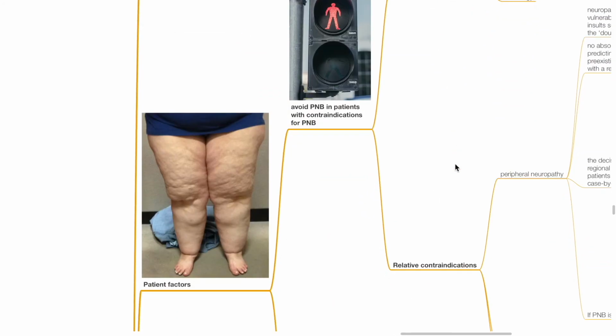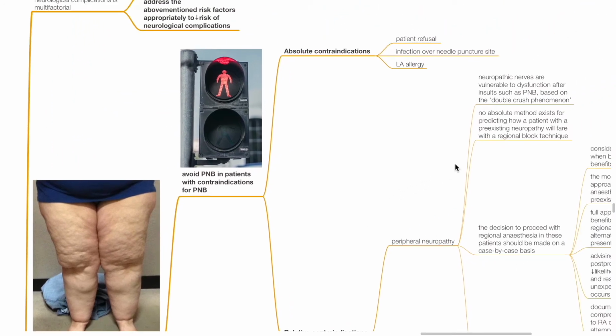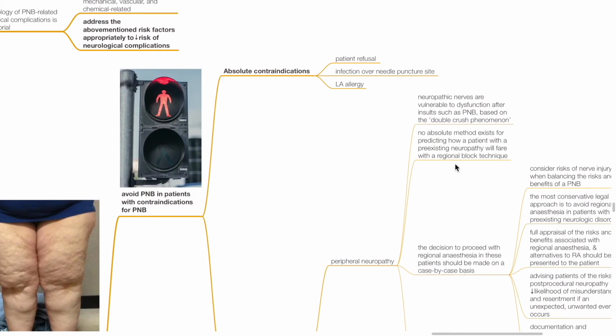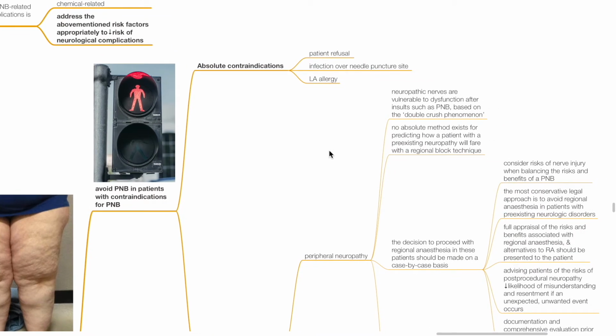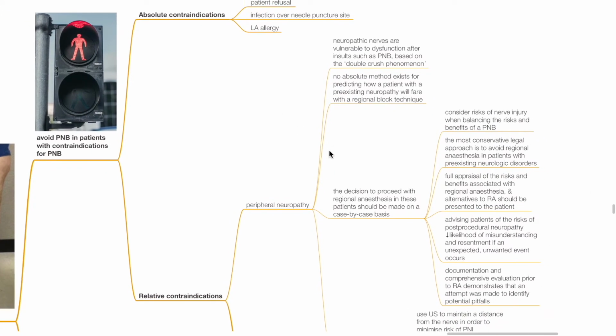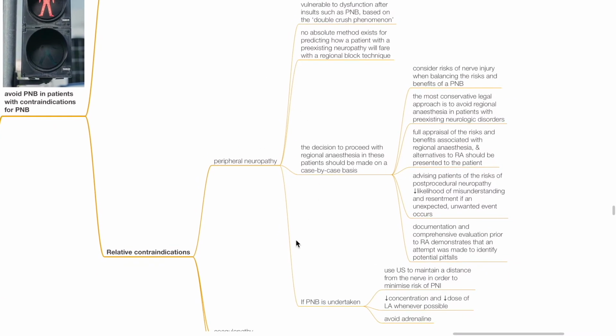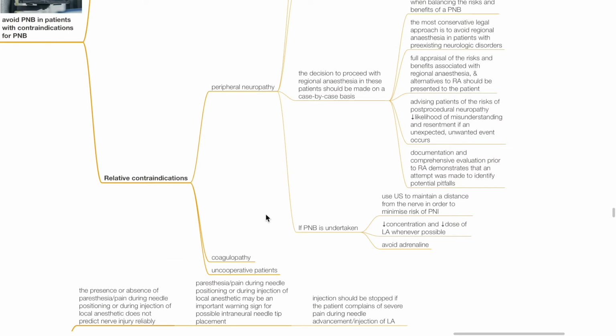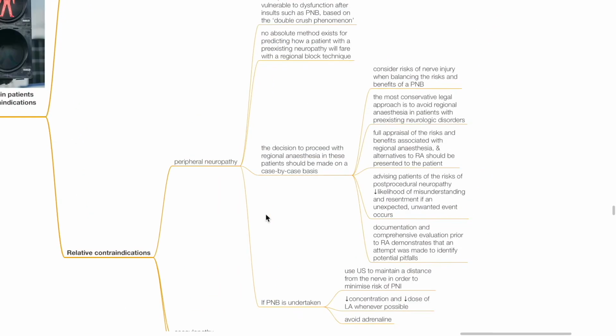For patient factors, avoid PNB in patients with contraindications for PNB. Absolute contraindications include patient refusal, infection over the needle puncture site, and LA allergy. Relative contraindications include peripheral neuropathy, coagulopathy, and uncooperative patients.